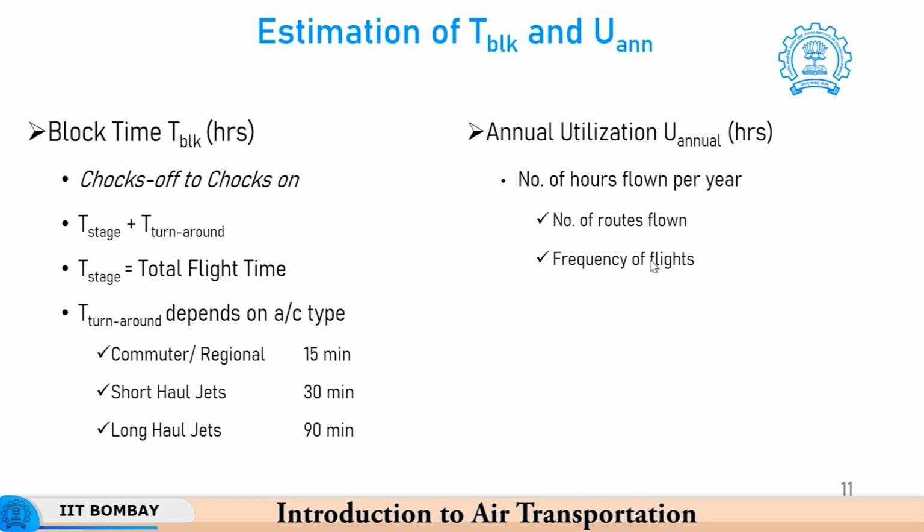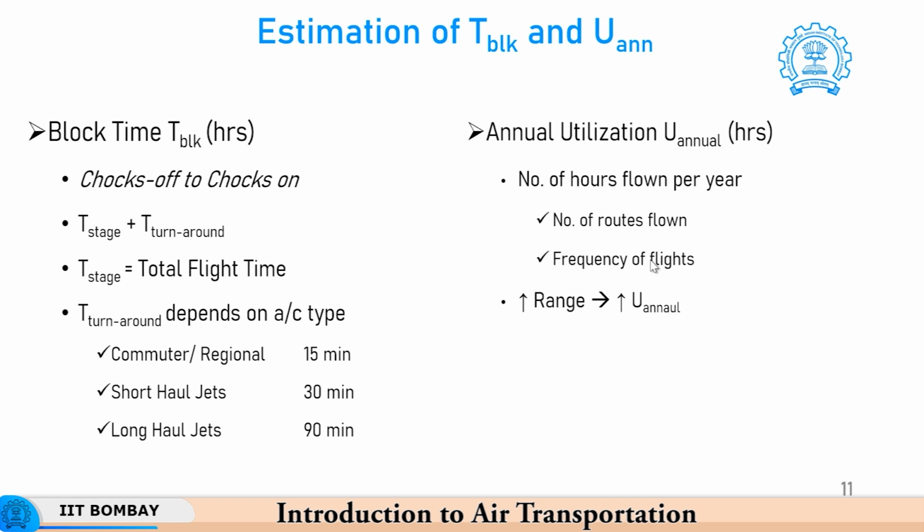So, the number of hours flown per year, which is a function of the number of routes flown and the frequency of flights, directly affects the annual utilization in hours. Now, for long range aircraft, you have a higher utilization because they remain in the air for a much longer time in proportion to the total time.